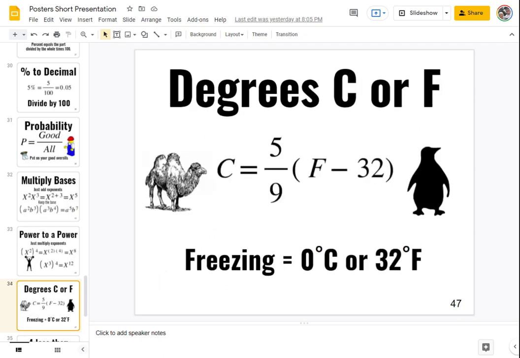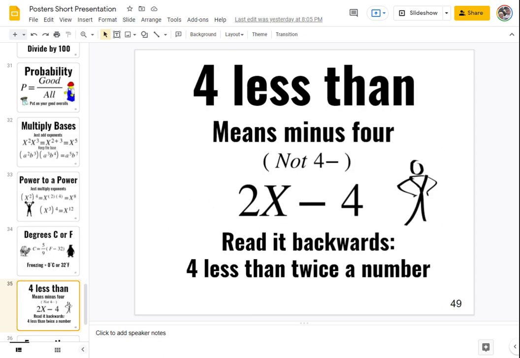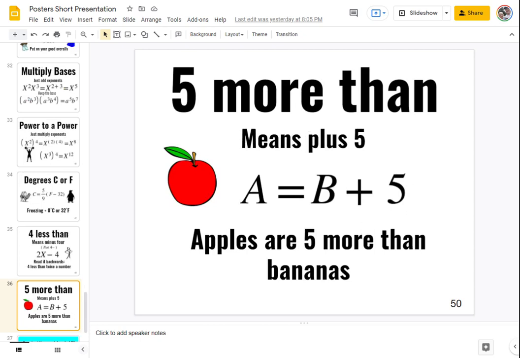You want to find degrees Celsius, use the formula. 4 less than a number means not 4 minus, but minus 4. Read it backwards. 4 minus 4 less than twice the number. Plus sign's a little easier to handle. There's just more apples than there are bananas.